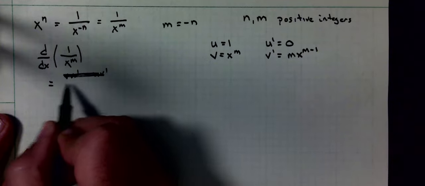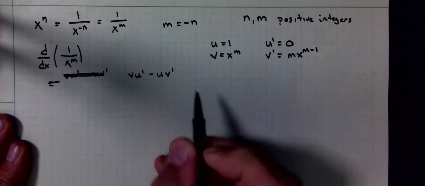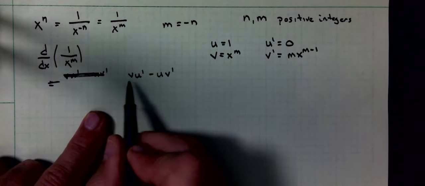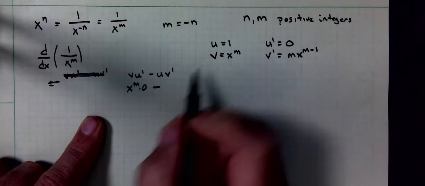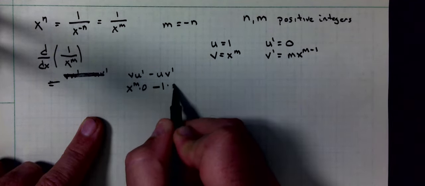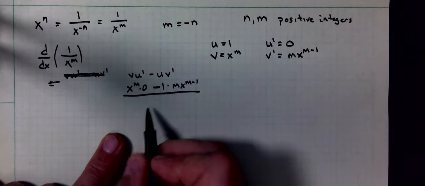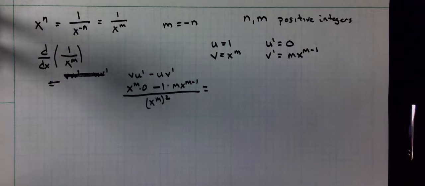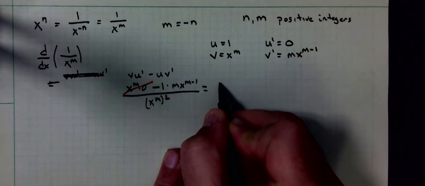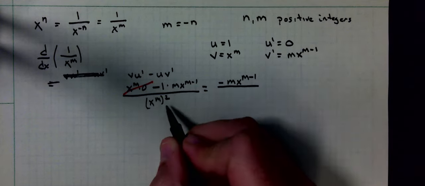I had it right. D U prime low D high high D low. So my V x to the M prime is 0 minus U is 1 prime M x to the m minus 1, all over x to the 2m. Again, just like the last problem, okay? Left with a negative m, x to the m minus 1 over x to the 2m.